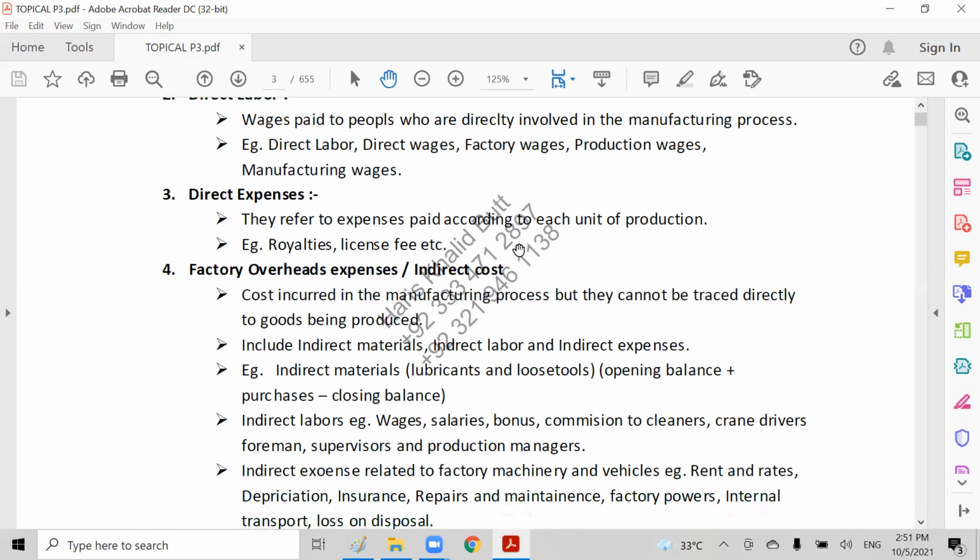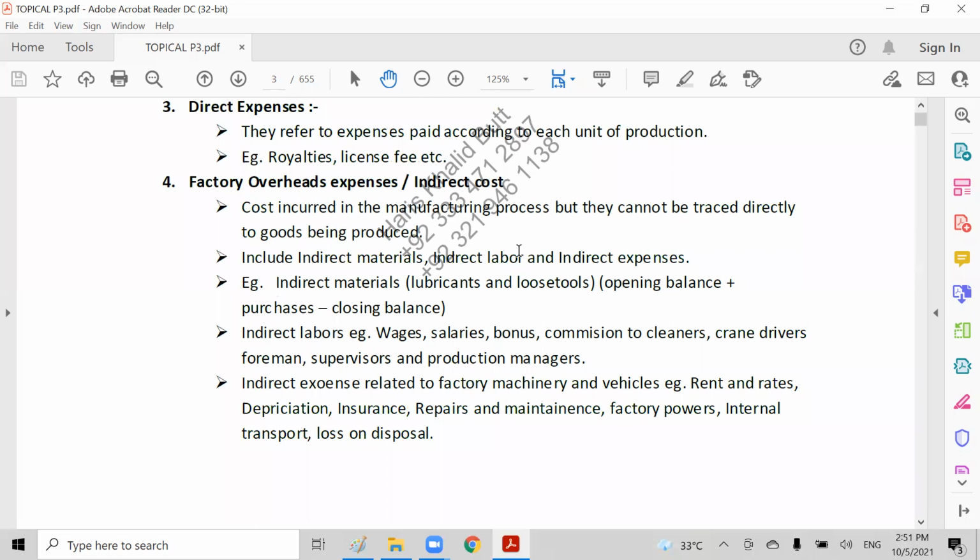Next आपका आता है जी factory overheads or indirect costs. We have studied about this also. Costs incurred in manufacturing process, but they cannot be traced directly to goods being produced. They are also a part of manufacturing process, but they are not traceable from the product. That includes indirect material, indirect labor, and indirect expenses.